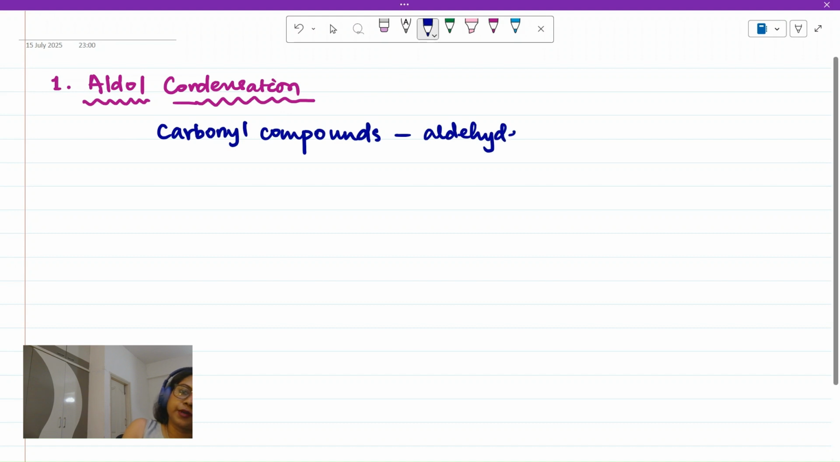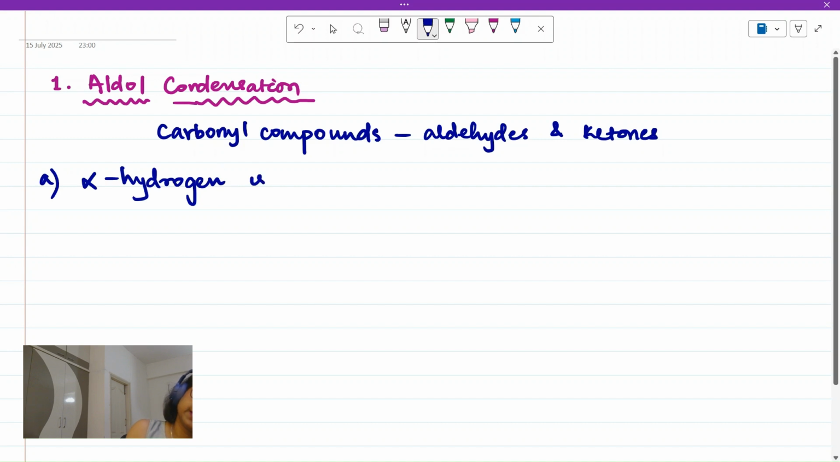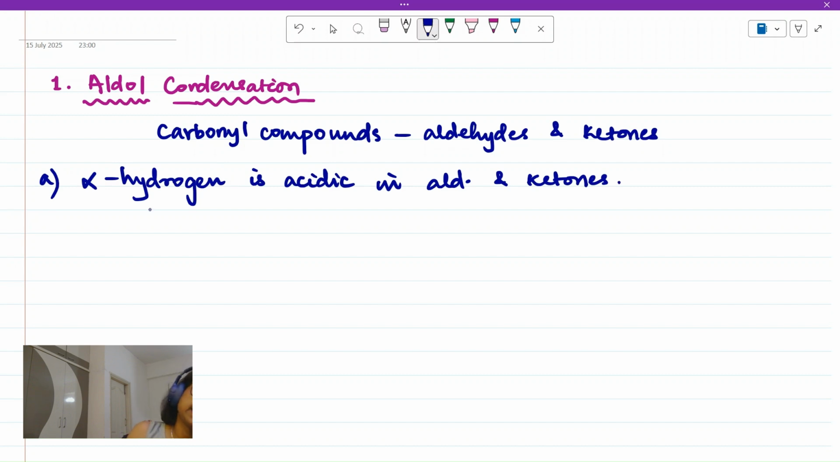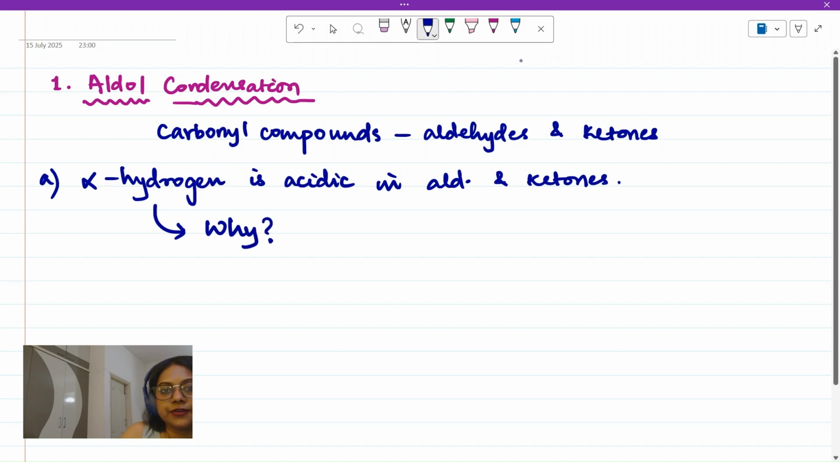So the point is that in aldehydes and ketones, when you have the alpha hydrogen, this is a major point. Alpha hydrogen in carbonyl compounds is acidic. This is acidic in aldehydes and ketones. I'm writing it in short form. The question is, why is alpha hydrogen acidic in aldehydes and ketones? Do you remember the answer to this, Gaurav?